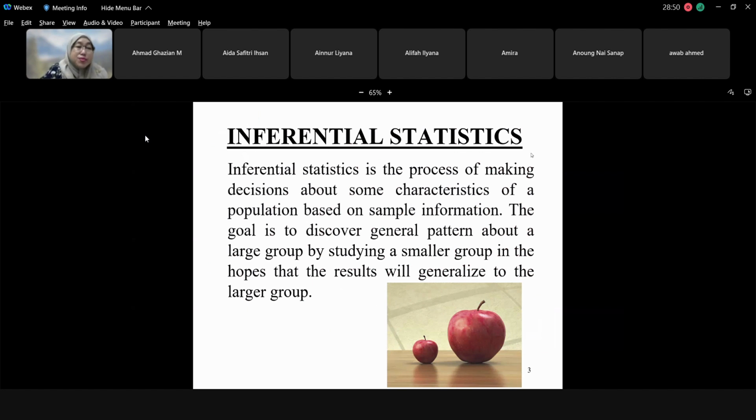So today, starting from chapter 5, actually we are now on inferential statistics. So what does it mean by inferential statistics? Inferential statistics is actually the process of making decisions about some characteristics of a population based on our sample information. Why should it be based on a sample? Because in our study, we are not using the population.